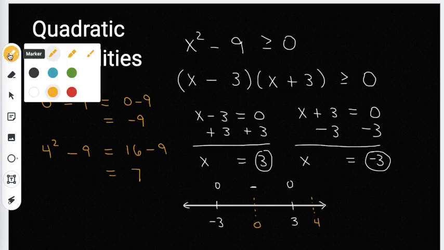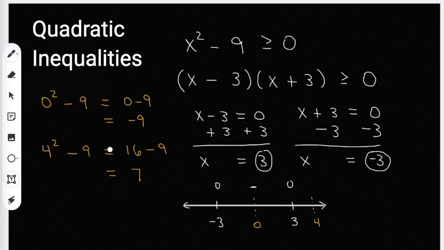So since that's positive, I need to put a plus sign right here where the 4 is. So what this tells me is everything that's bigger than 3 is going to yield a positive result. And anything between -3 and +3 is going to yield a negative result. Now the last interval that I want to test is the numbers that are smaller or less than the -3.